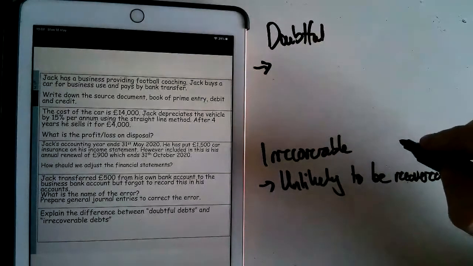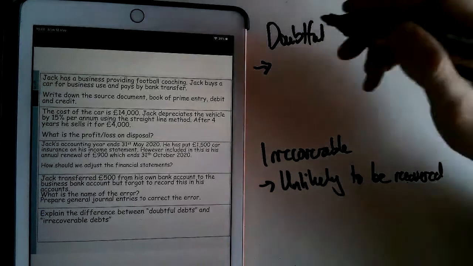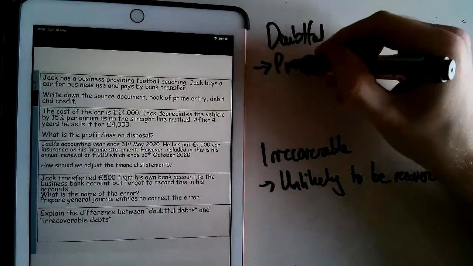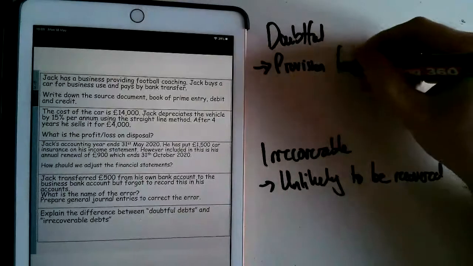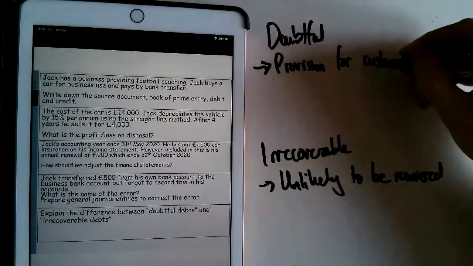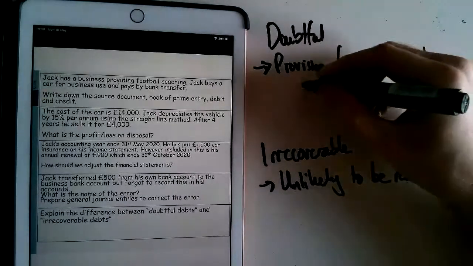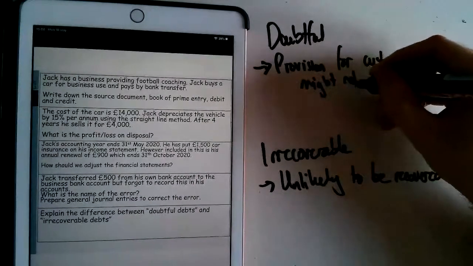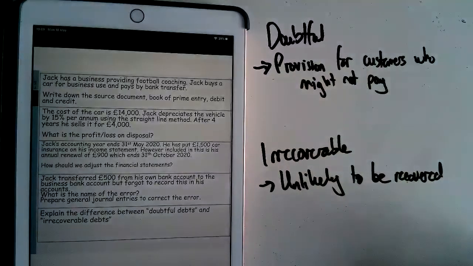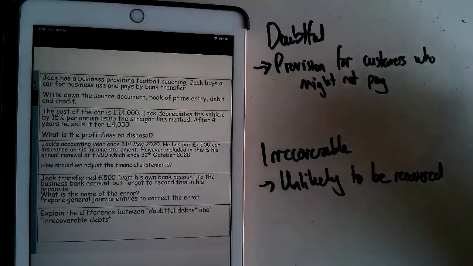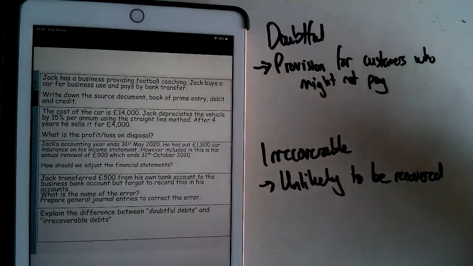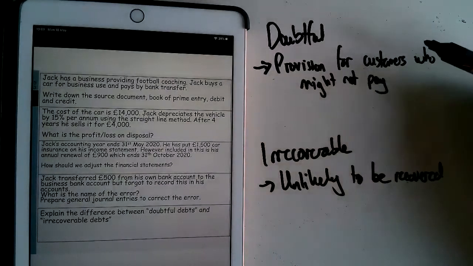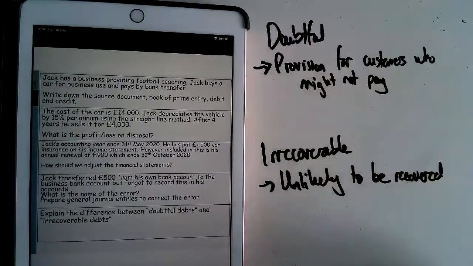Whereas on the other hand, doubtful debts is where we have a provision for customers who might not pay. So at this stage, we're not saying they're never going to pay. We're saying we're anticipating that some won't pay, so we're putting some money aside as an expense, thinking that they might not pay. Now, when it turns into they're not paying, that's when they become an irrecoverable debt.